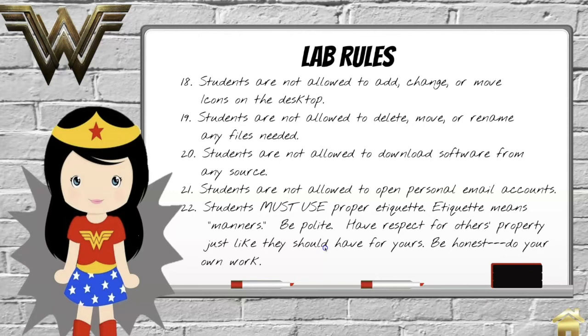Number 19, students are not allowed to delete, move, or rename any files needed. Number 20, students are not allowed to download software from any source. Number 21, students are not allowed to open personal email accounts. Number 22, students must use proper etiquette. Etiquette means manners. Be polite. Have respect for others' property just like they should have for yours. Be honest and do your own work.